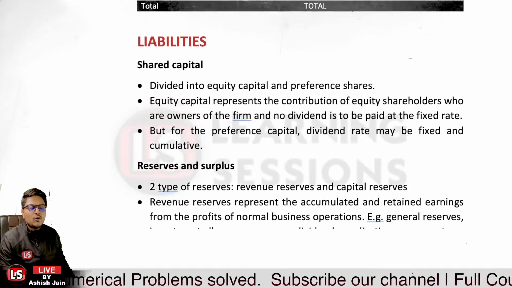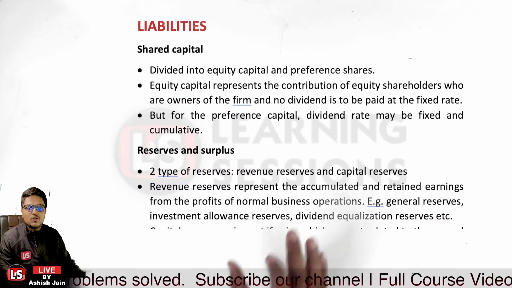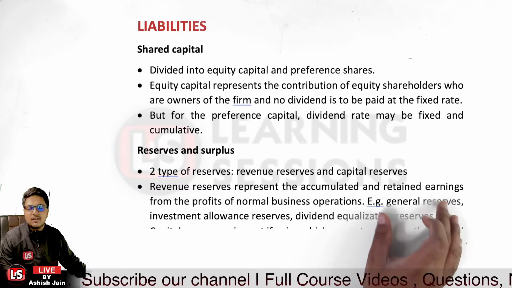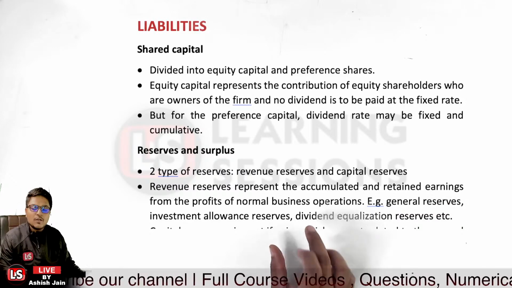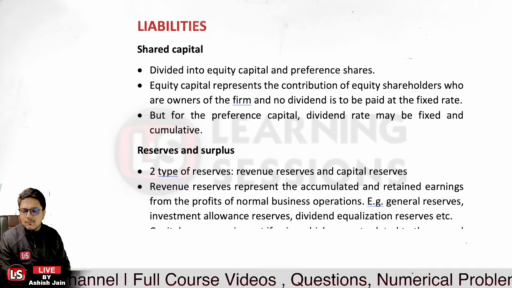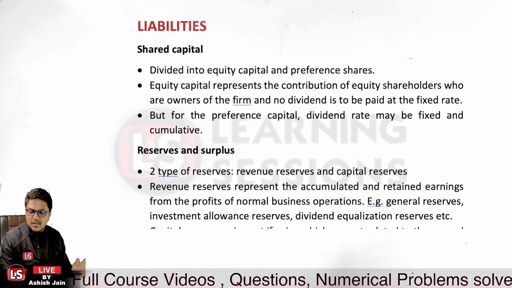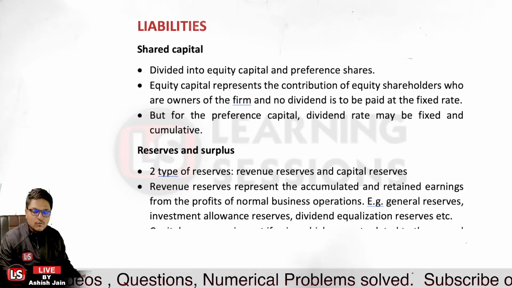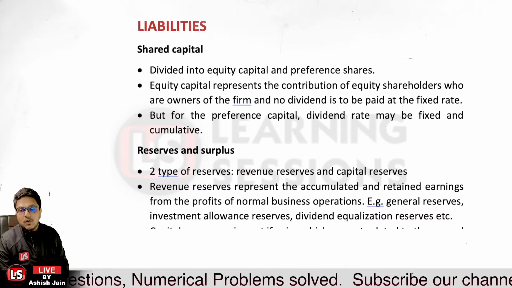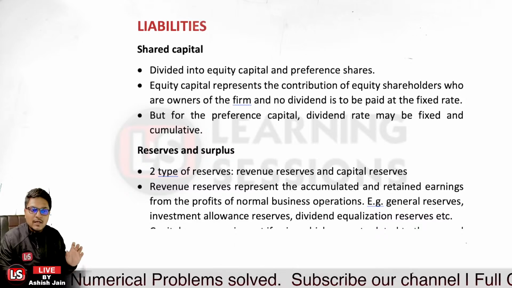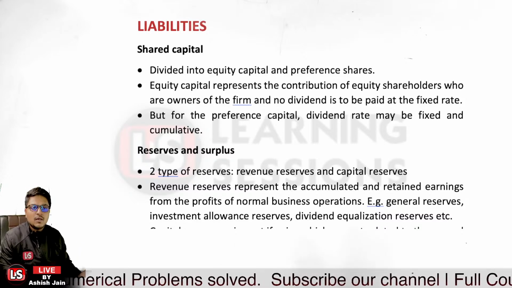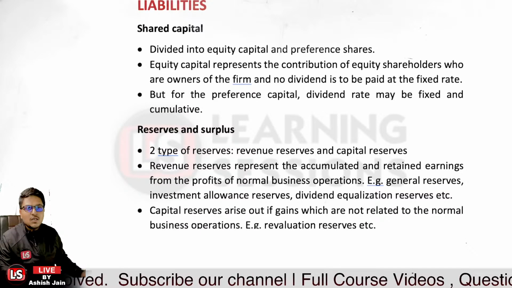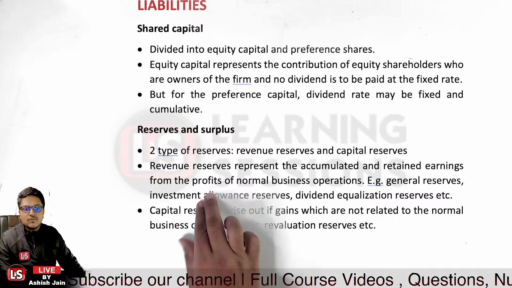Further, it is related to reserves and surplus. Reserves are of two types: revenue reserves and capital reserves. Revenue reserves represent the accumulated and retained earnings from the profit of the normal business operations. Whatever profit was generated through business operations, when you keep that amount aside, it becomes part of revenue reserves. For example, general reserves, investment allowance reserves, and dividend equalization reserves all form part of the revenue reserves.